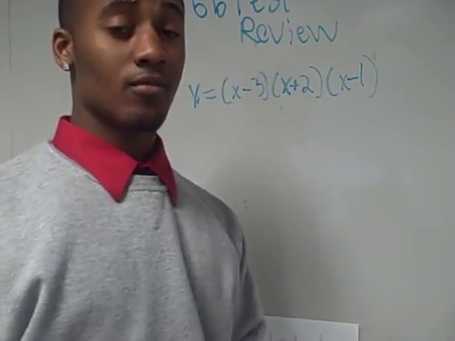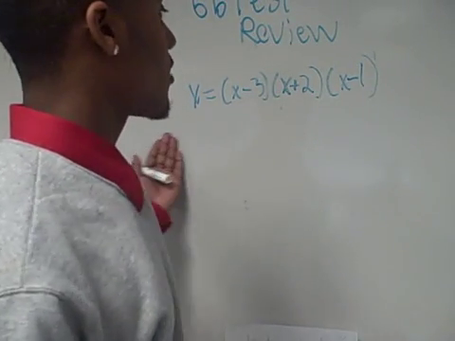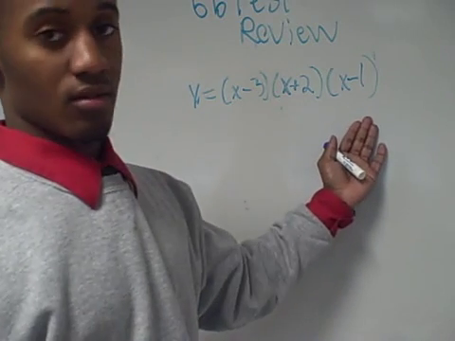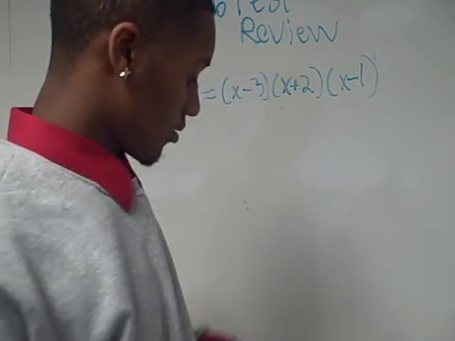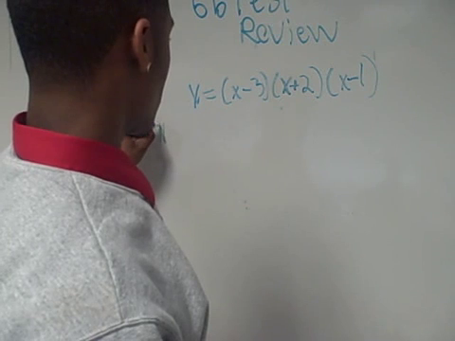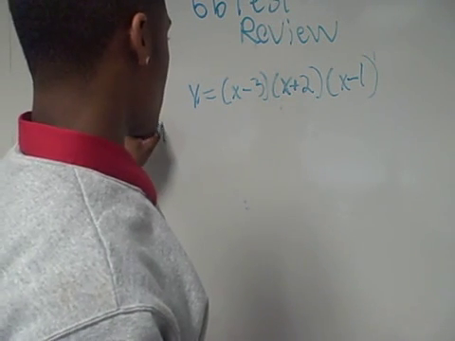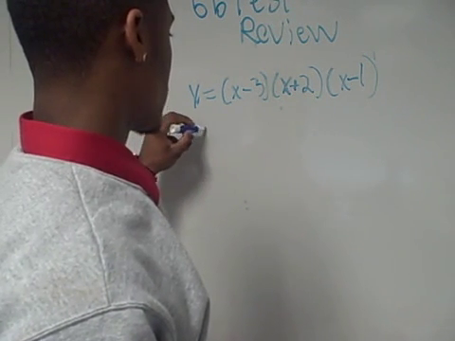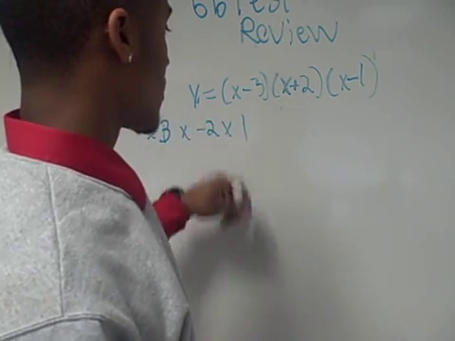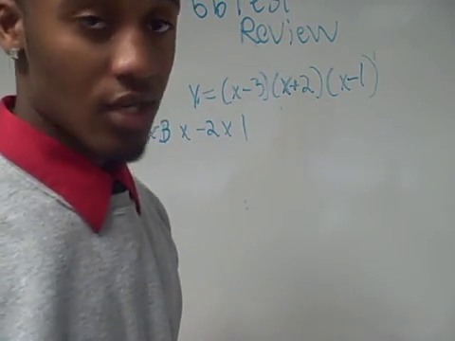Hello, Ranchview. My name is Mike, and I'm going to explain to you how to put these zeros, which were originally x equals 3, x equals -2, x equals 1, into standard form.